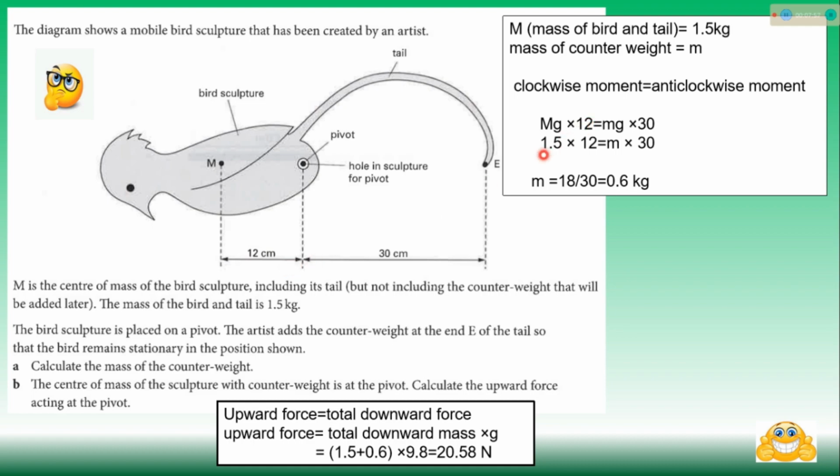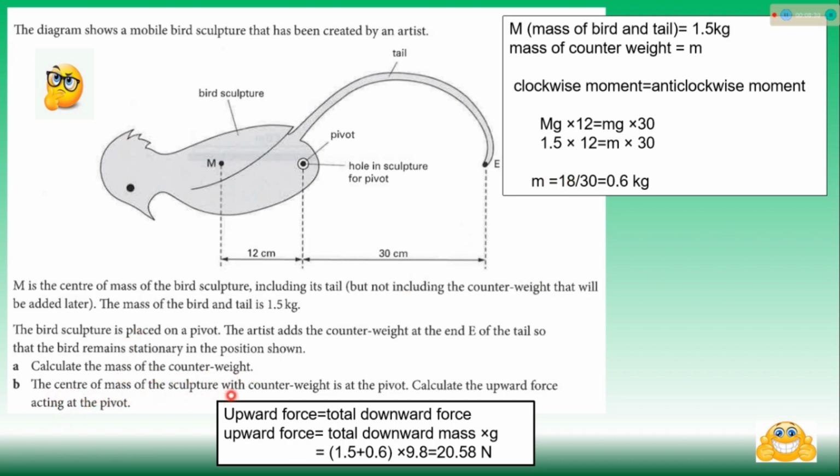It should be equal to the anti-clockwise moment. The anti-clockwise moment is small mg multiplied by 30. The distance is given as 30. So, cancelling g from both sides, 1.5 multiplied by 12 is equal to small m multiplied by 30. Small m is the mass of the counterweight acting at point E. So small m is equal to 18 divided by 30, which is 0.6 kilogram. This is the mass of the counterweight.